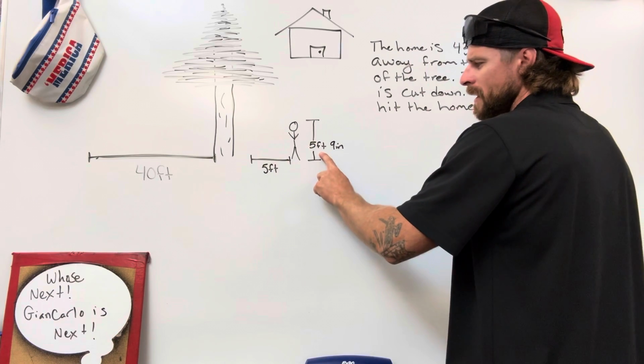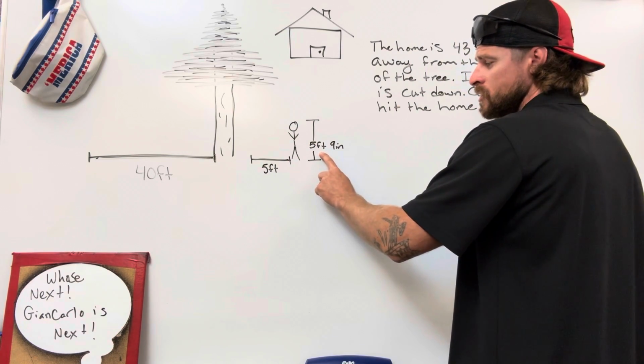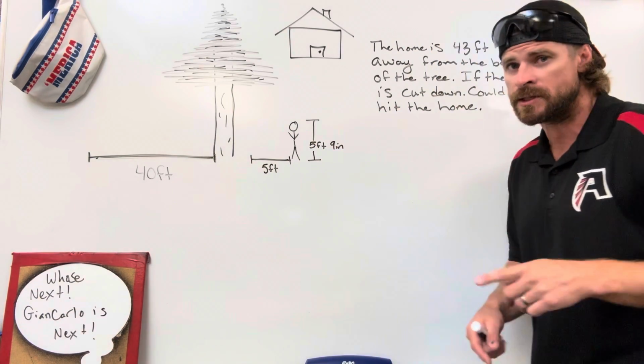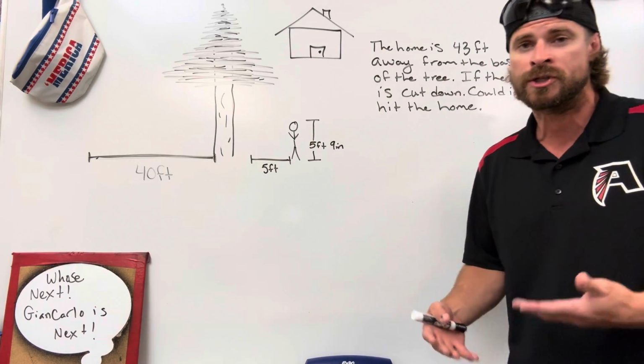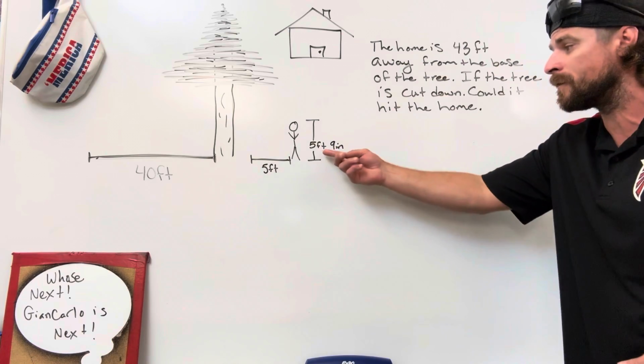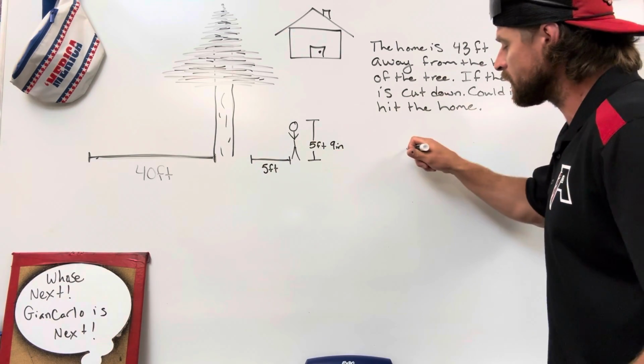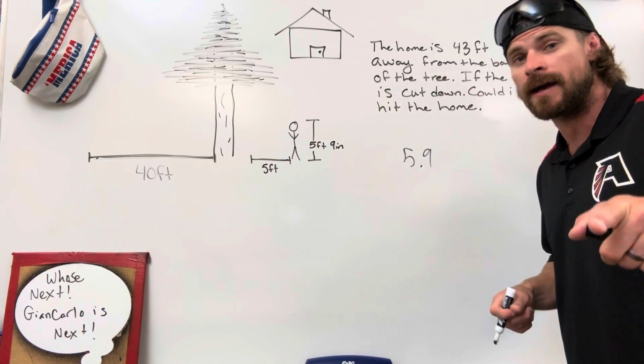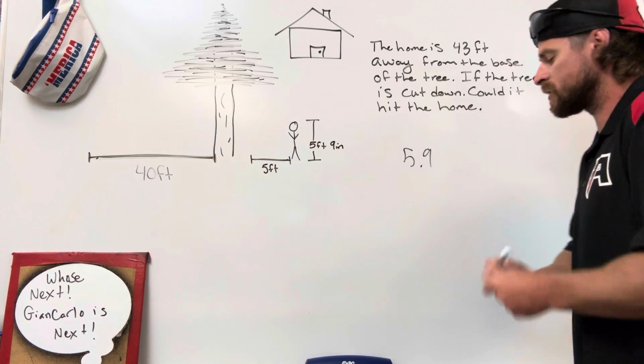One more thing I want to talk about is the height of the person's 5 foot 9 inches. That will cause some issues. When kids go to put that value into their proportion, chances are there's going to be some kids that make a mistake on writing down 5 foot 9 inches. You might be thinking it's 5.9. It's not. I'm going to go over what it should be in just a second.